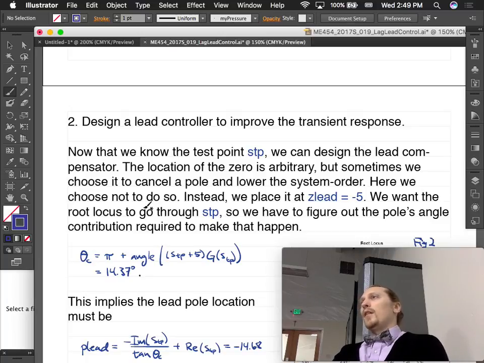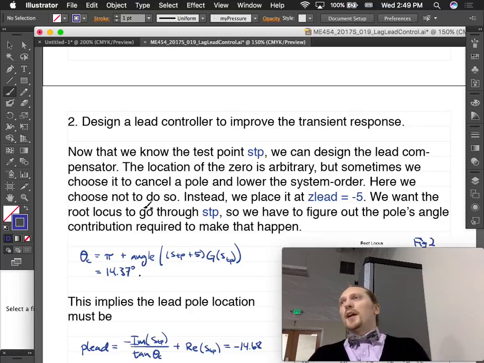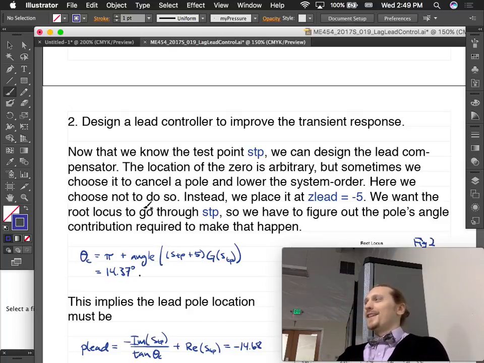Once again, all those precautions about canceling an unstable pole still apply. I just wanted to reiterate that. Don't do it unless you know what you're doing, but just be aware of what you're doing, that it can still be an unstable system.